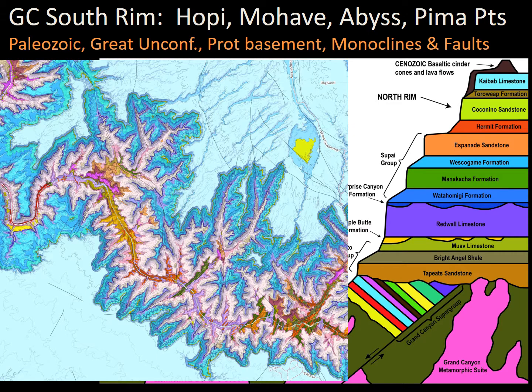Take a quick look at the geology. Again, here's Hopi Point, here's Mohave Point, here's the Abyss, and here's Pima Point, and we're going to be looking more or less in this direction. And what we're going to be seeing is mostly the Vishnu basement rocks, the Grand Canyon Metamorphic Suite, the overlying Great Unconformity, and then the entire Paleozoic sequence on top. There are no supergroup rocks in this area, at least none that we can see.